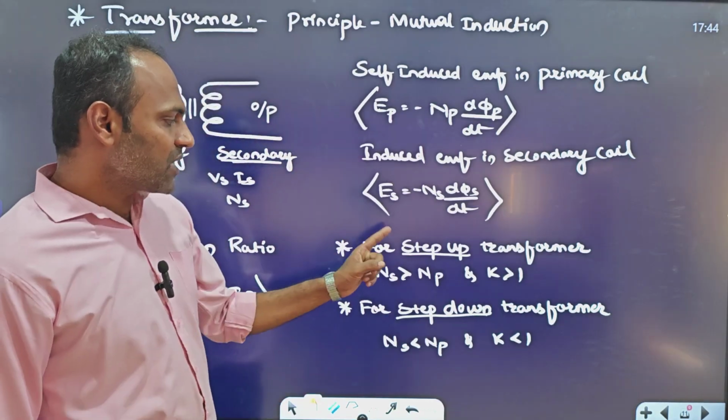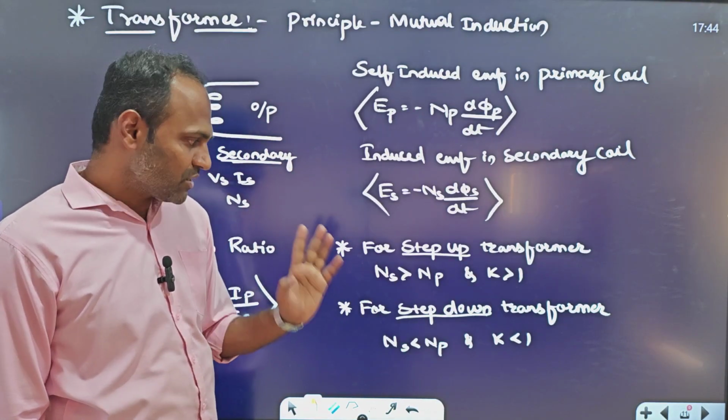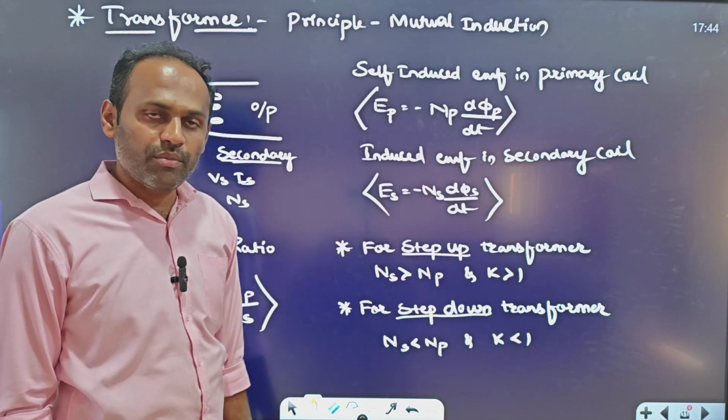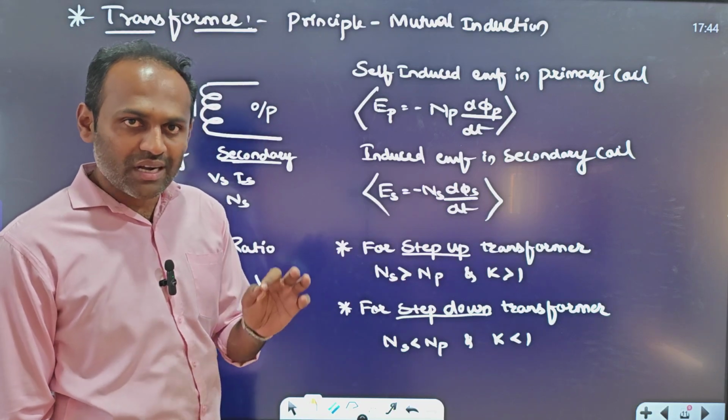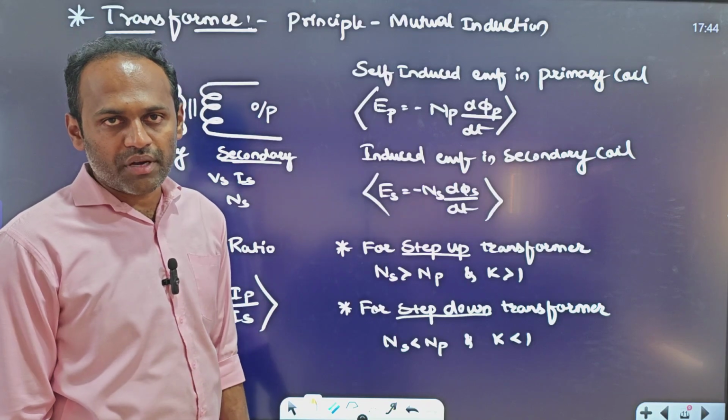In a step up transformer, the number of turns in secondary will be greater than the number of turns in primary. That's why K, the transformation ratio, will be greater than 1. For step up transformer, transformation ratio is greater than 1. Number of turns in secondary is greater than number of turns in primary.